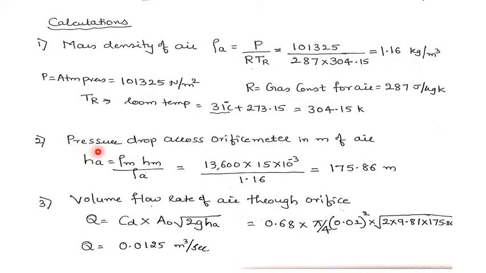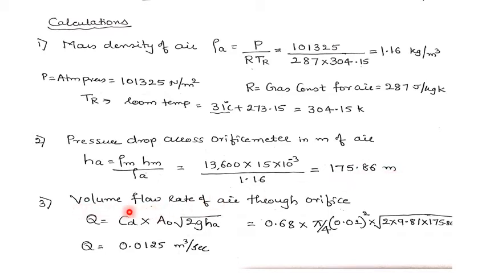Next we will calculate the pressure drop across the orifice meter, that is in meter of air. So HA is equal to rho m into HM divided by rho A. The density of mercury is 13,600. So this is the difference in mercury level, which we have converted into meter. The density of air is 1.16, which is already calculated. So the pressure drop across the orifice meter is 175.86 meter.